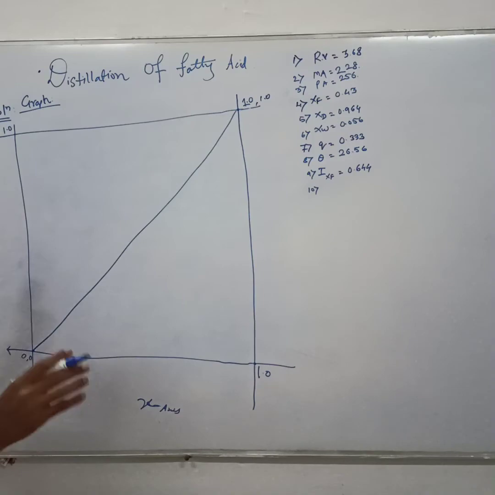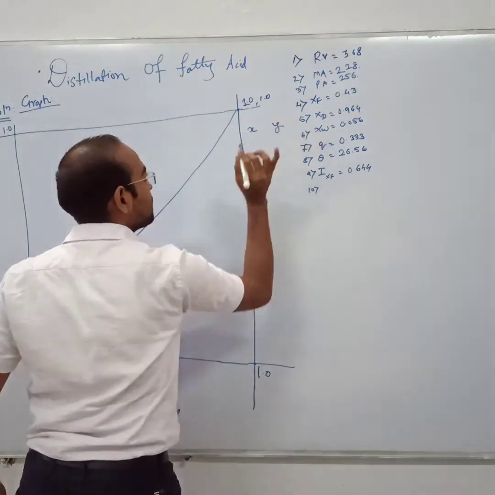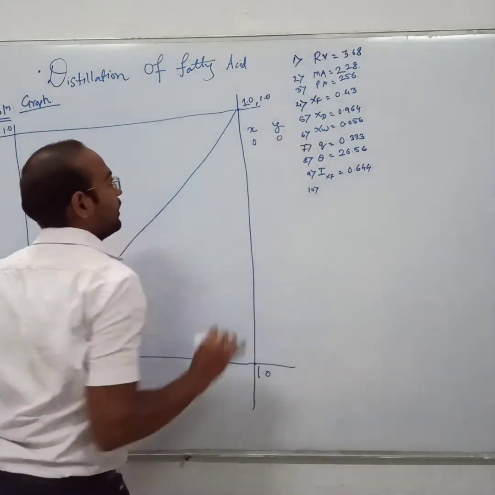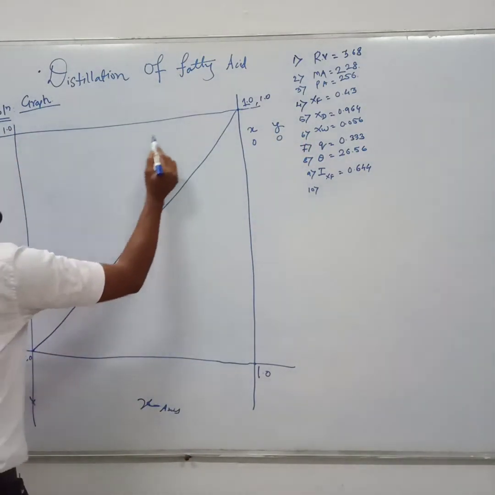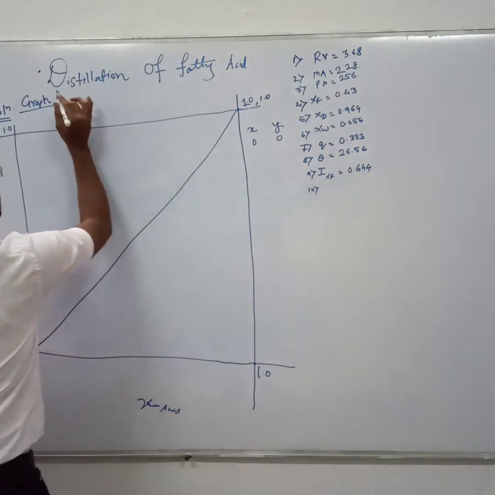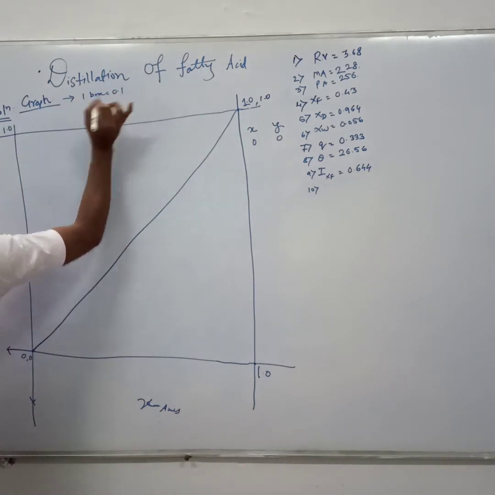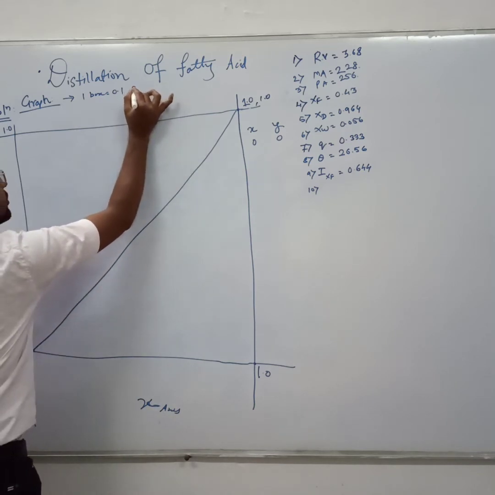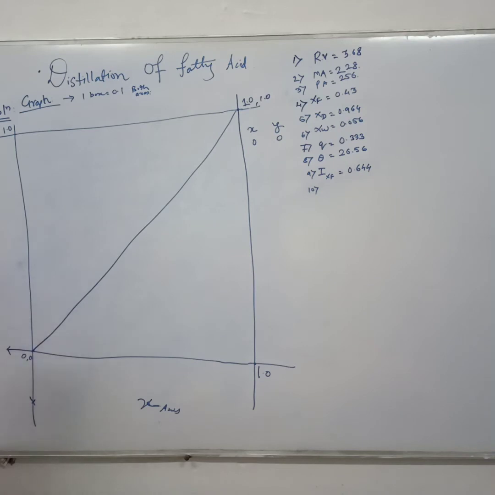After that, you need to use your xy data. Now I can write the xy data to plot our points of equilibrium curve. Before that, we just use the scale. The scale on the graph is one box equals 0.1 on both the axes. Both axes, one box equals 0.1, right?